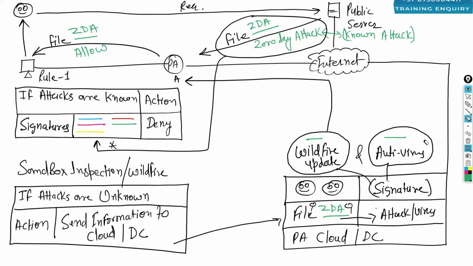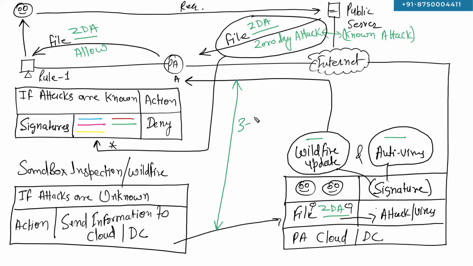Now the question is this: if we submit the file, how much time will it take? So this time window, when you send any file and receive an update, has a limit of 3 to 5 minutes. It means if you have submitted any file to Palo Alto Cloud or Data Center, you will get the WildFire update within 3 to 5 minutes.